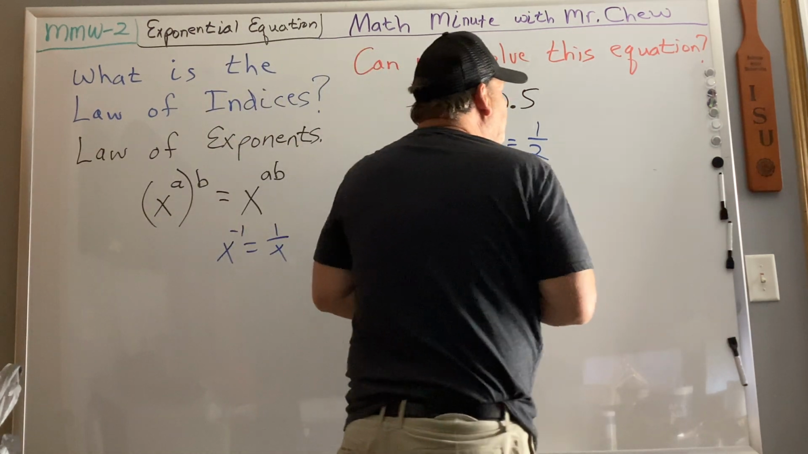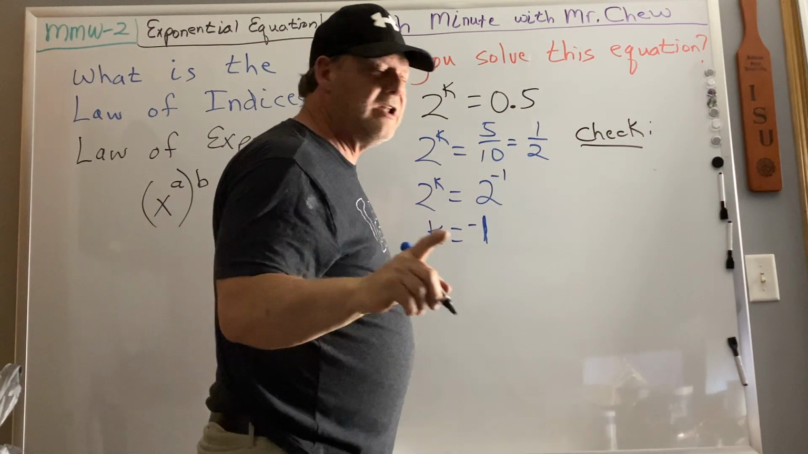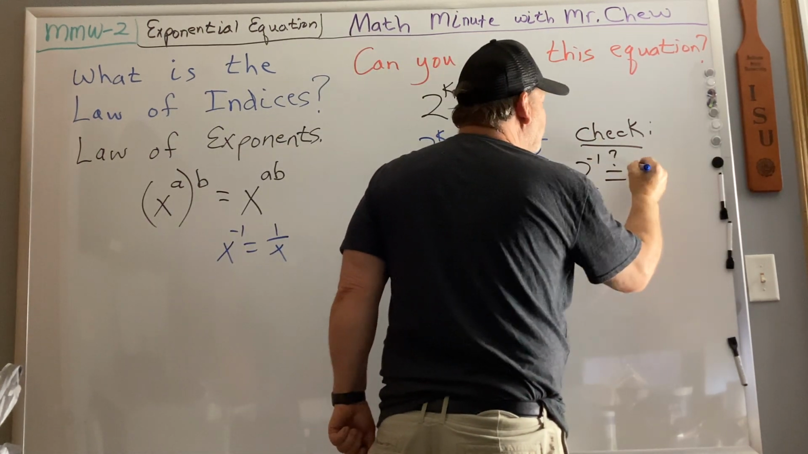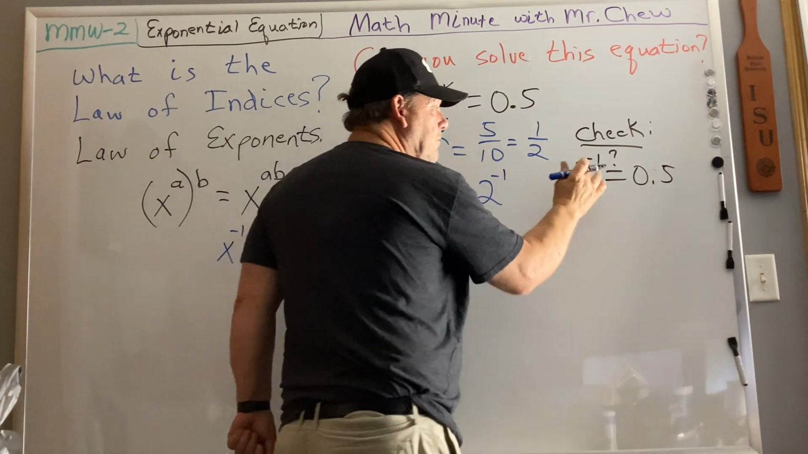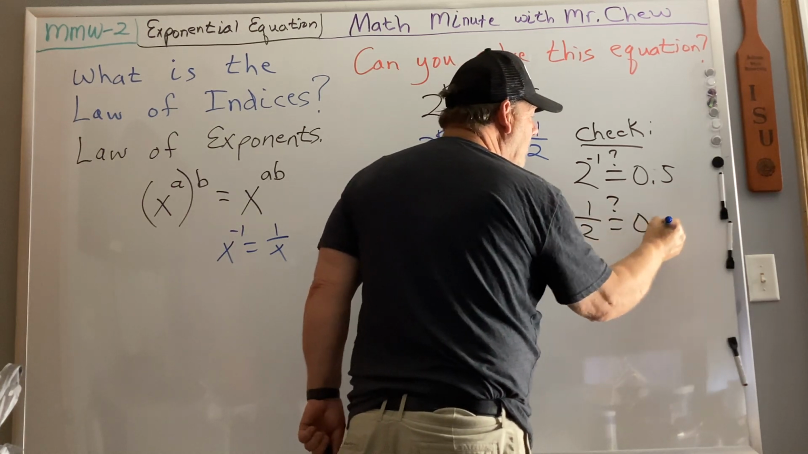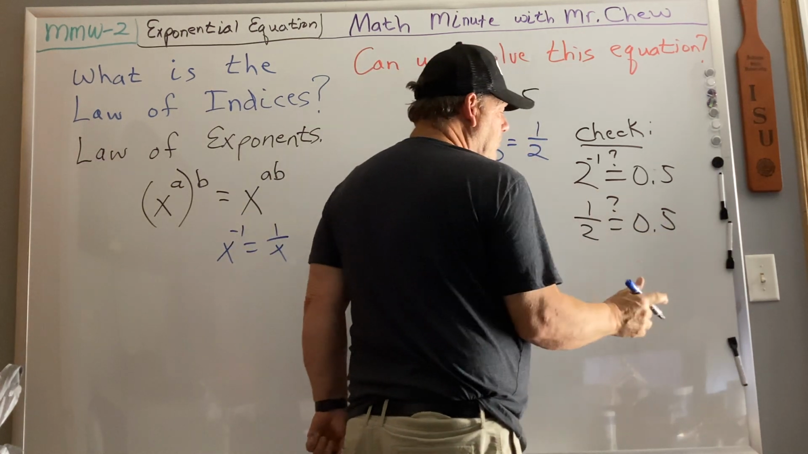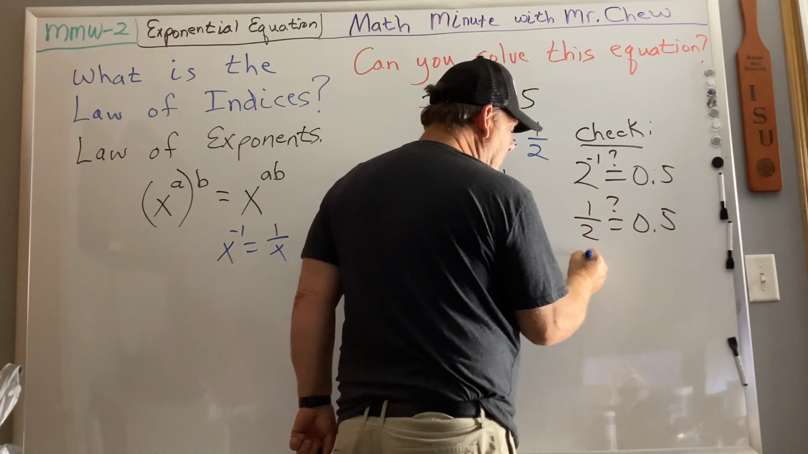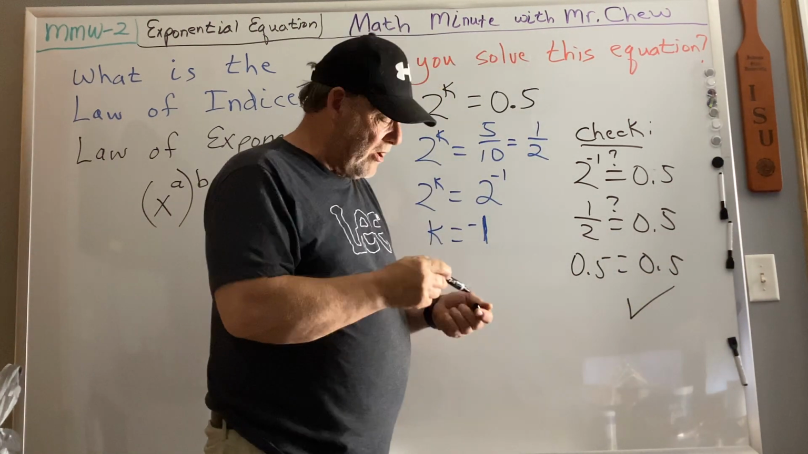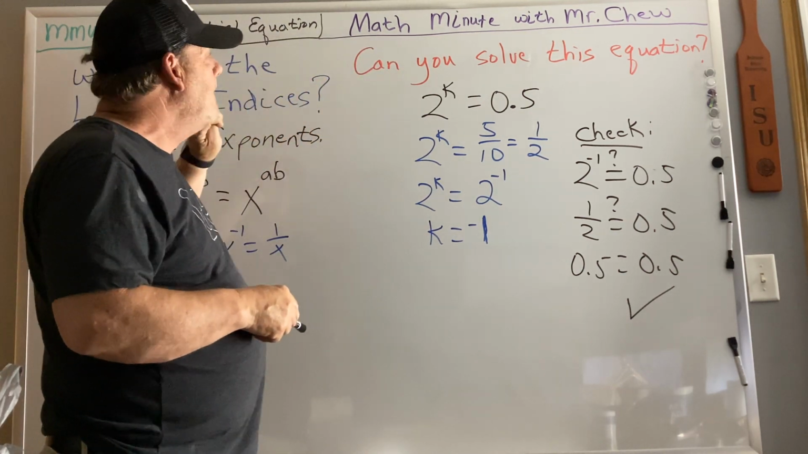So if k equals negative 1, now we can plug it back in when we check it. So here's the check. I always want you to check an equation. So 2 to the negative 1, does that equal 0.5? 2 to the negative 1, by definition, means 1 over 2. Does that equal 0.5? Well, we can either convert this to a decimal or this to a fraction. Let's convert this to a decimal. 0.5 equals 0.5.